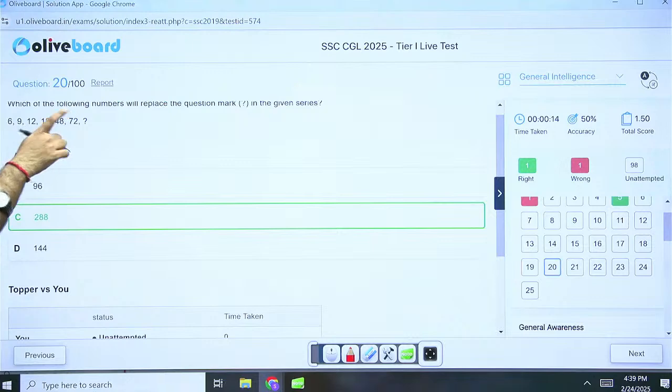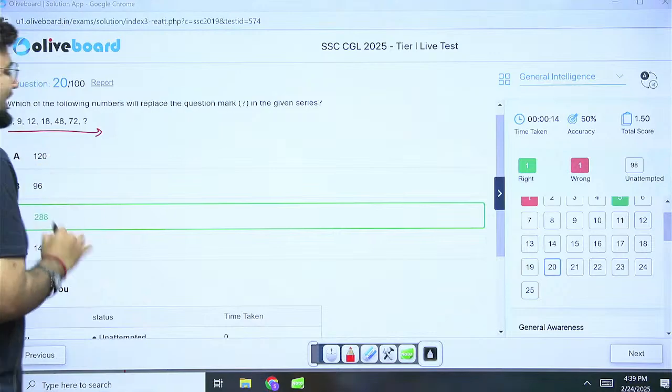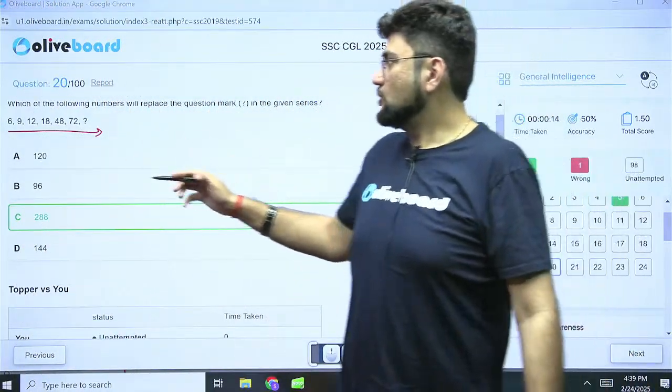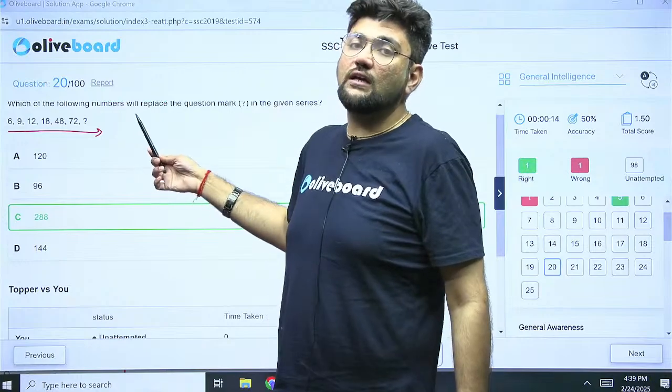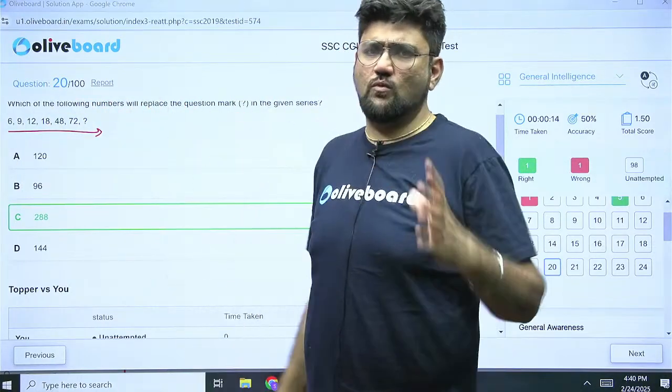Why did I go alternate? Because this is not a progression. Just today in one of my batches I had taught what is the progression. Progression means your series is either increasing continuously or decreasing continuously. In that way you can apply whatever logics you want to apply.